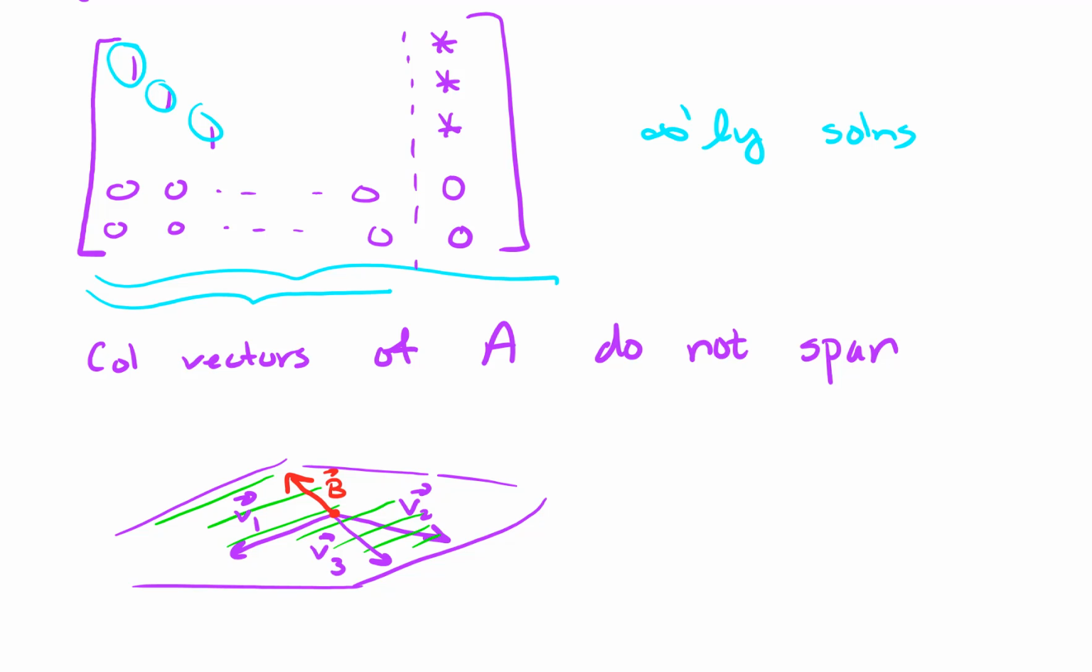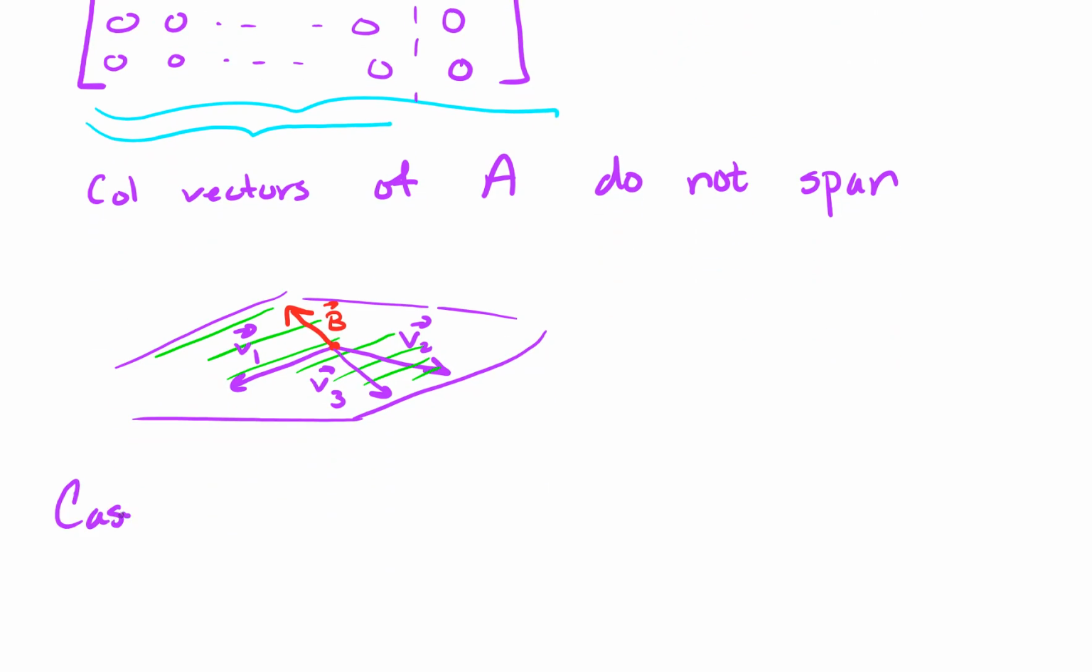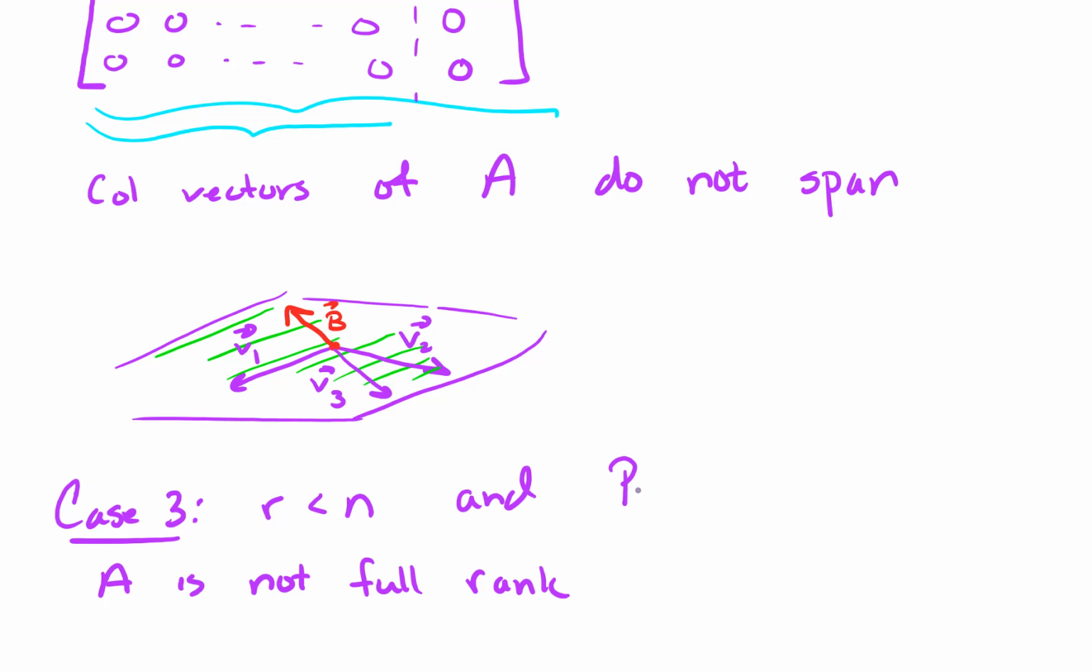But if you're looking at a case where that vector b does not live in the plane, you would get no solutions. So again, case 3 is this situation where the rank of A is less than the number of variables. We have A is not full rank. And in this case, we'll say that the rank of the augmented matrix is not equal to the rank of A.